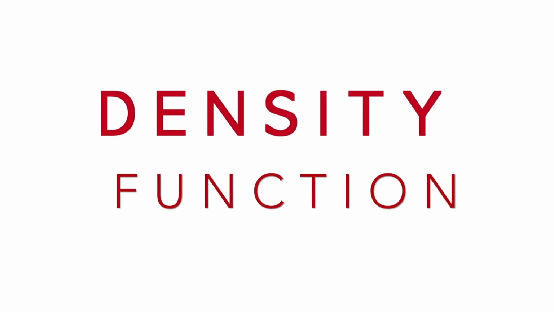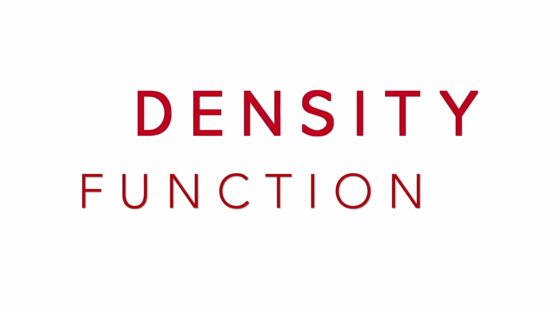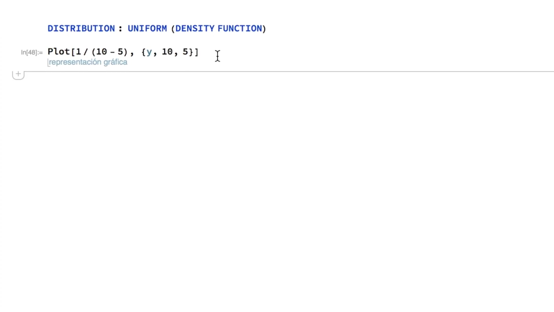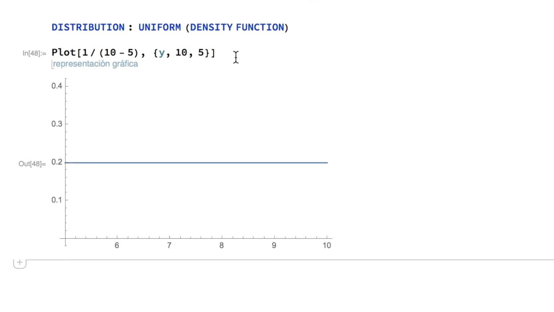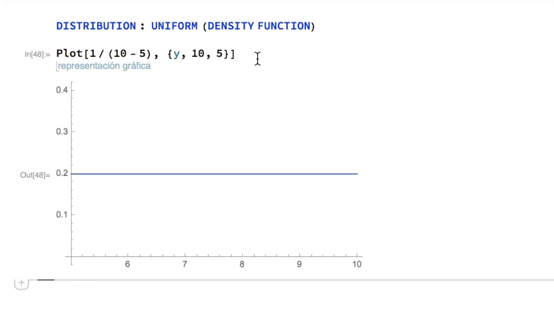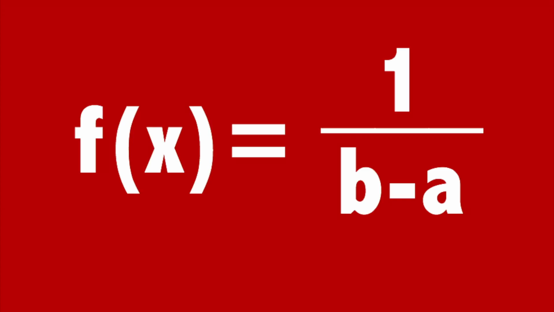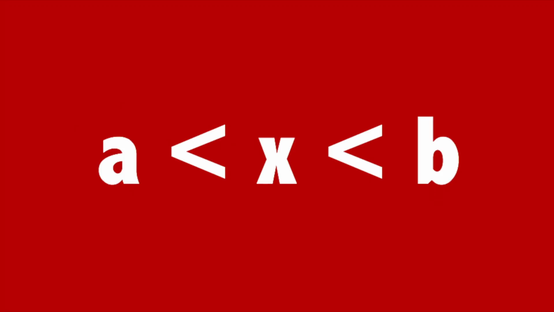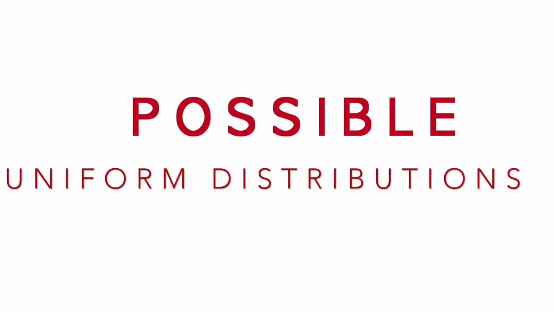In the density function, the two random variables have different supports, but their two supports have the same length. Therefore, since the uniform density is constant and inversely proportional to the length of the support, the two random variables have the same constant density over their respective supports. Because there is an infinite number of possible constants, there is an infinite number of possible uniform distributions.